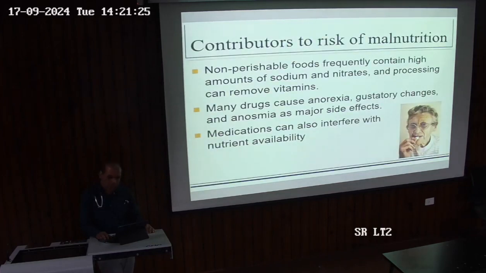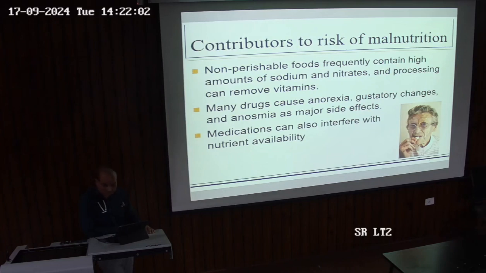So the contributors, that is first of all non-perishable items, यानी कि जो चीज़ खराब नहीं होती है, कुकीज़ हैं, नमकीन है, they all contain a high amount of sodium and nitrates, and the processing leads to removal of vitamins. तो क्या होता है कि अक्सर अकेले रह रहे हैं तो शाम का खाना कौन बनाए, तो they have a propensity कि भाई चलो थोड़ा सही खा लेते हैं. So the non-perishable foods जो होते हैं, they have high sodium and nitrates, and they are deficient in nutrients.